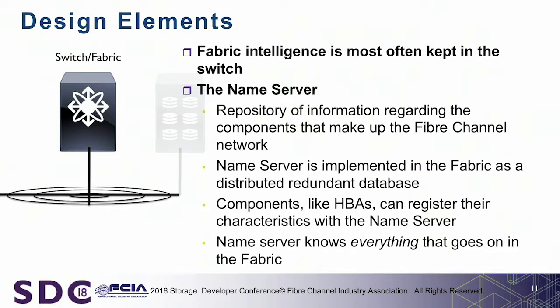So the switch is really the heavy lifter in a Fibre Channel network. The switch, or the fabric, manages basically the entire configuration. The biggest component of the switch is the name server, which contains all the information about what exists on the fabric. The name server is implemented as a redundant database, which means that each switch has a copy of all the data, so that if one switch goes down, the name server can continue to run. There's no single point of failure. And essentially, the name server knows about everything that's going on in the fabric.